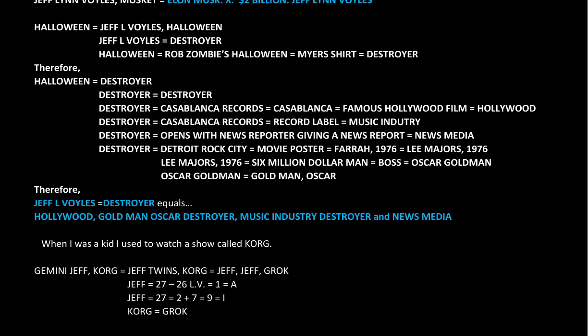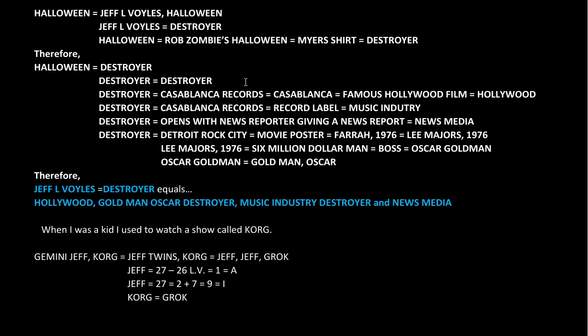Okay, Hollywood. Elon Musk said he wanted to destroy Hollywood using AI. So Halloween photo equals Jeff L. Voiles Halloween. Jeff L. Voiles translates to destroyer. Halloween, Rob Zombie's Halloween. Michael Myers has a shirt. On that shirt is the cover art for Destroyer. Therefore, both Jeff L. Voiles and Halloween translate to Destroyer. Therefore, Halloween equals Destroyer.